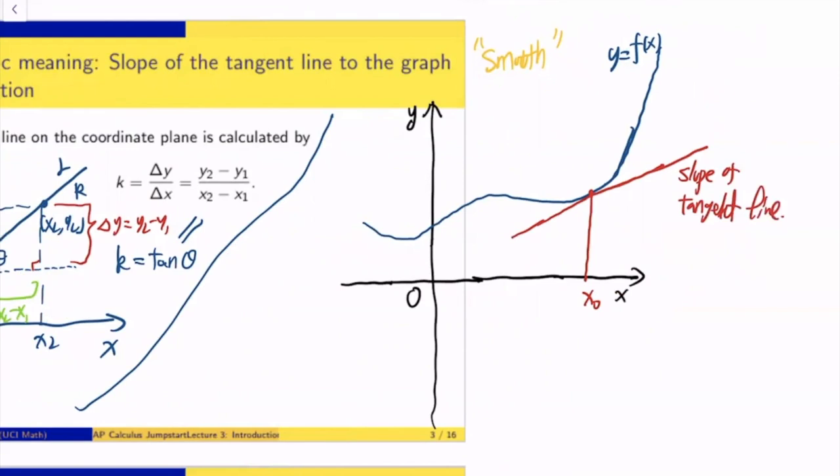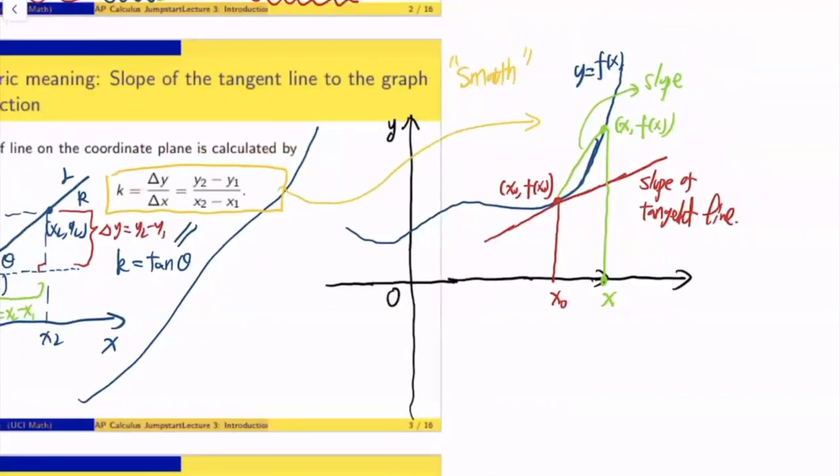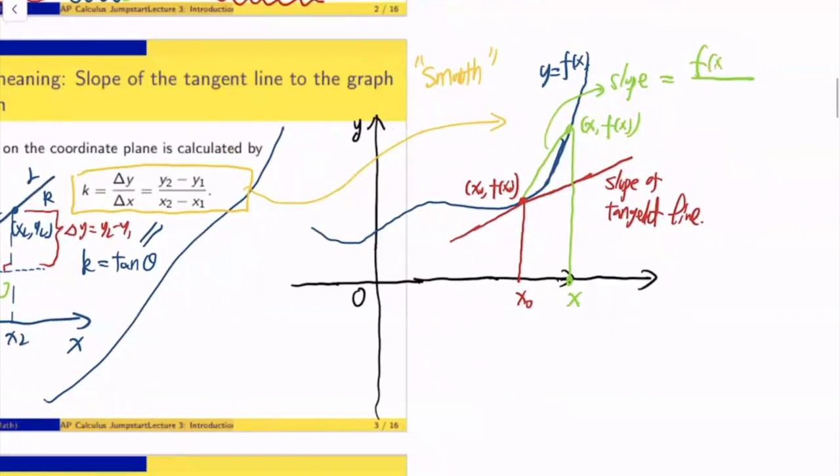Intuitively, how should we approach the tangent line? What you can do is choose a point that is kind of far away, let's say x here, and then connect these two points. Let's find the slope of this segment. All we need is the coordinates: this point is x0, f(x0), and this point is x, f(x). Using the formula for the slope of a line, the slope equals the y difference, f(x) minus f(x0), divided by the x difference. So this is delta y and this is delta x.